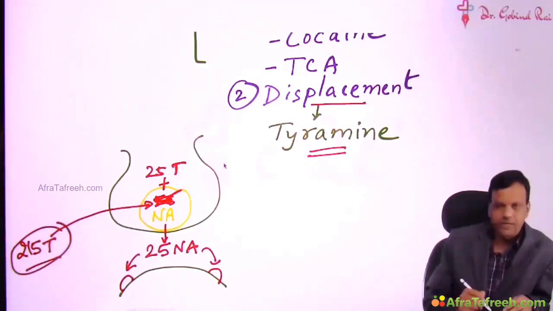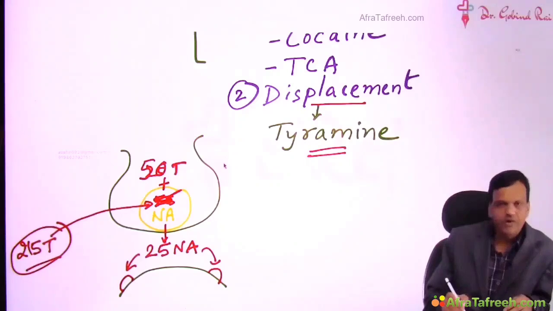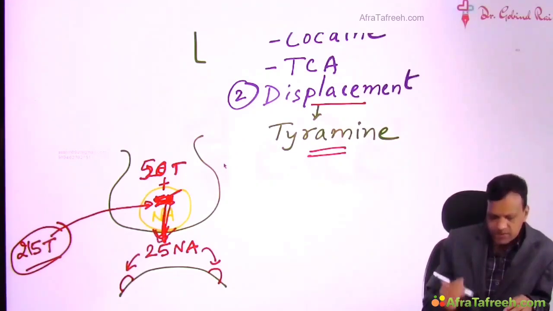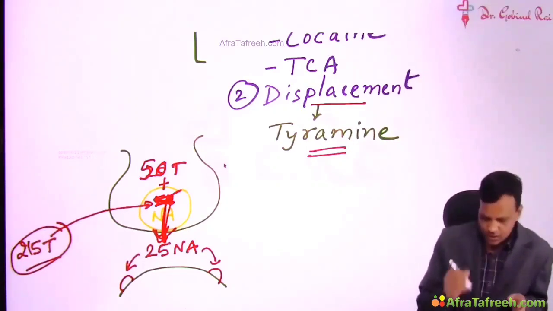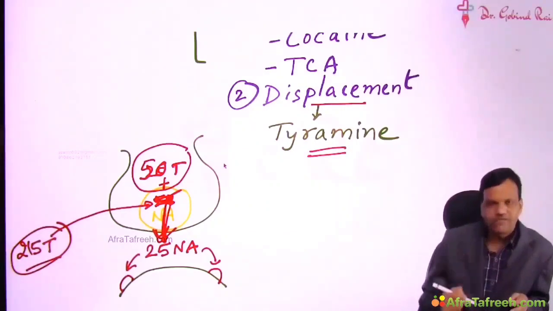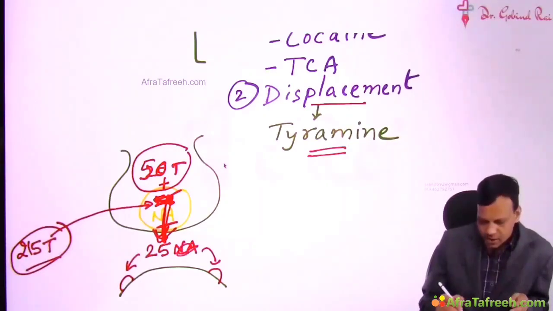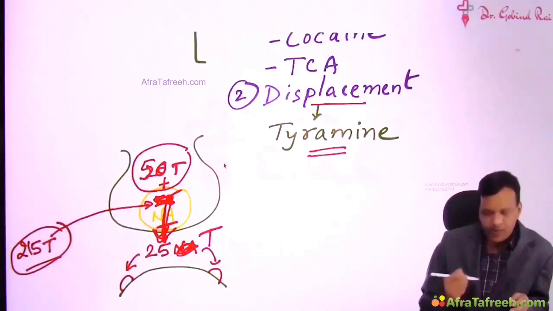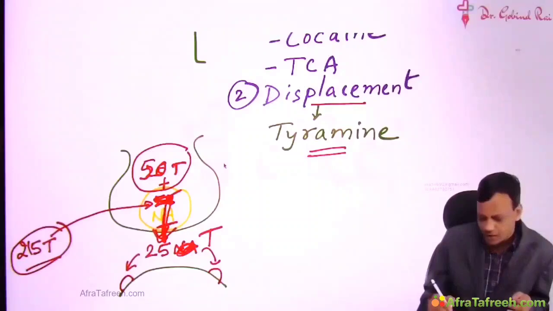If we give a second dose of tyramine, 25 more molecules, so total will become 50 tyramine and 25 noradrenaline. Again 75 it cannot store, so these 25 will also be displaced, and again sympathetic action will come. Now what is remaining in the vesicle is all 50 molecules of tyramine. If we give a third dose of tyramine, 75 tyramine will become. Now there is no noradrenaline which can be displaced, so now tyramine is displaced. So when tyramine comes in the synapse, it cannot act on the receptor, so the action will suddenly stop. So this phenomenon is known as tachyphylaxis.